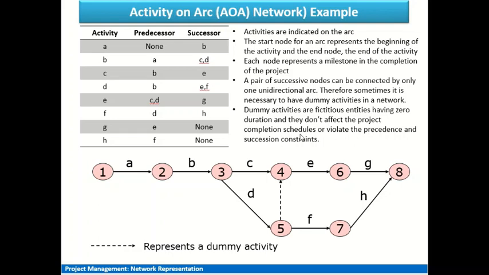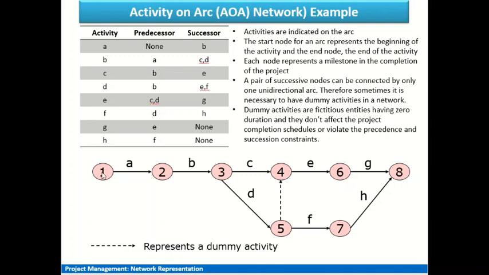Now in the activity on arc, as we were mentioning earlier, we denote the activities on arcs, and the start of an activity is denoted by a node which represents its beginning, and there is another node at the end of the arc which denotes its completion. So as you can see, activity A is between nodes 1 and 2. So here the activity begins and here it is getting concluded.